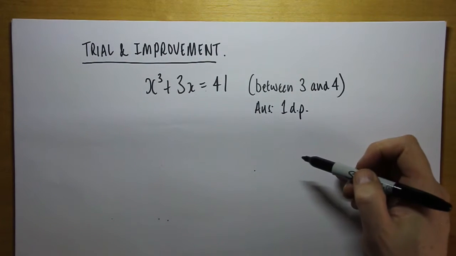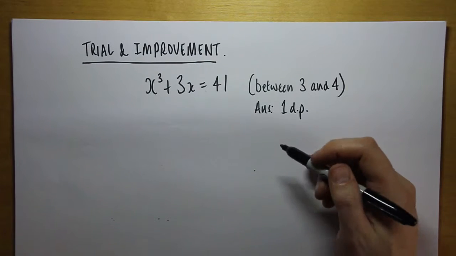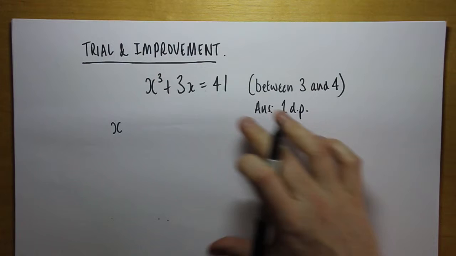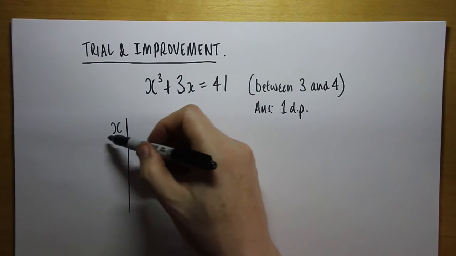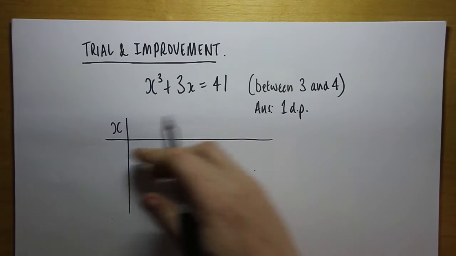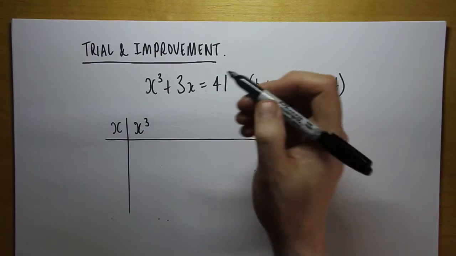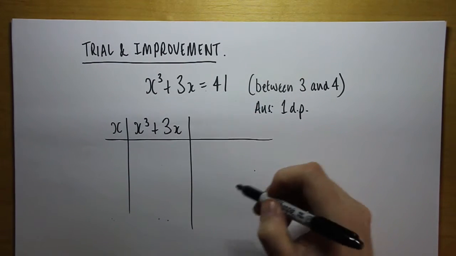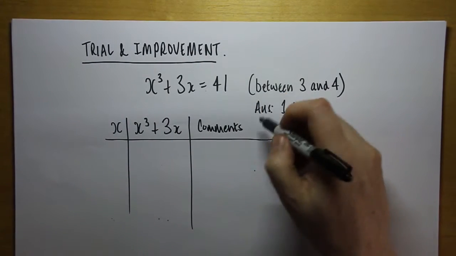So here's how I lay out the trial and improvement solution. I would recommend you draw a small table. So we have a column of x values. This will be where our guesses go. We'll put the working bit there, and also a final column for comments.